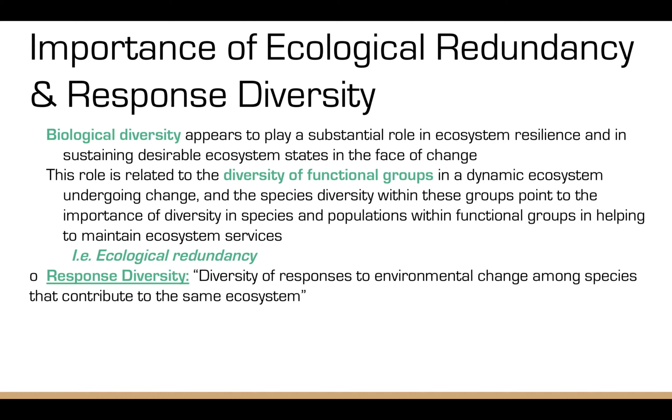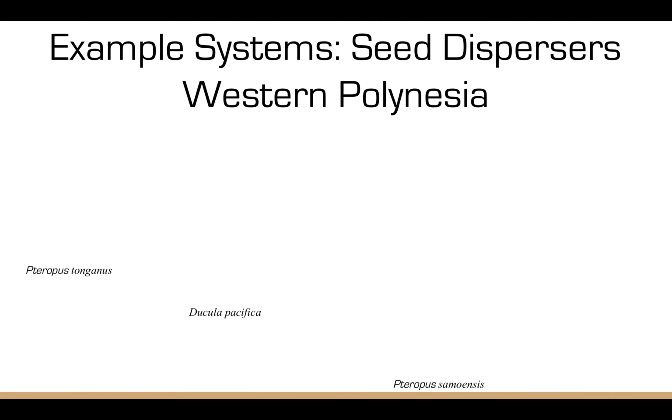Systems where whole functional groups go extinct or become ecologically insignificant as a result of environmental change are characterized by low response diversity. So this is of particular importance when such functional groups contribute to ecosystem services that are essential for human well-being. So it emphasizes the importance of functional diversity and response diversity and redundancy, not just for the systems themselves, but for those who benefit from them.